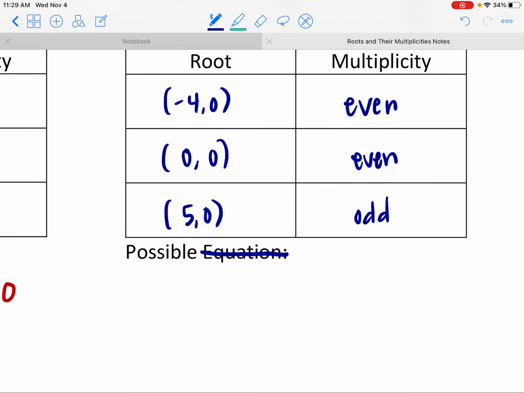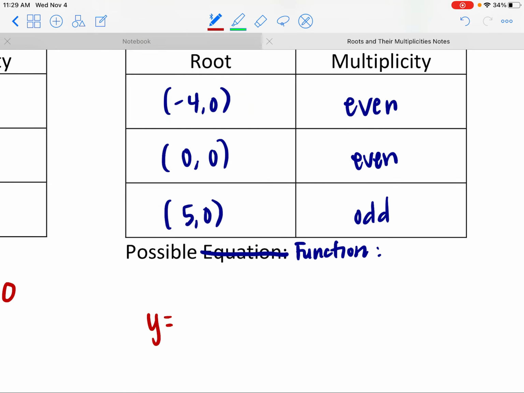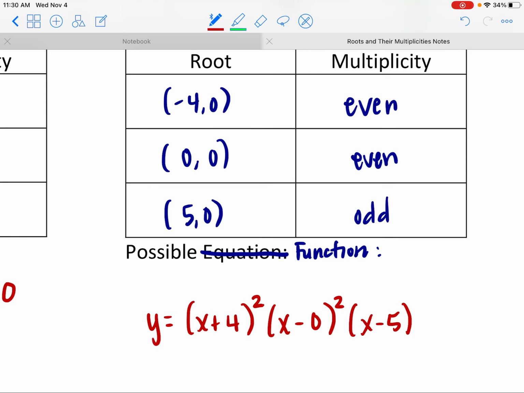So let's go with a function this time, a possible function. So we're going to say y equals, if -4 is a root, x plus 4 is a factor, and it's even, so let's make it happen an even number of times. If 0 is a root, x minus 0 is a factor, an even number of times. And if 5 is a root, x minus 5 is a factor, an odd number of times. Now you may be like, what the heck? Why do I have this minus 0 in there? Just so you could see it. But do you really need a minus 0 in there with the x?